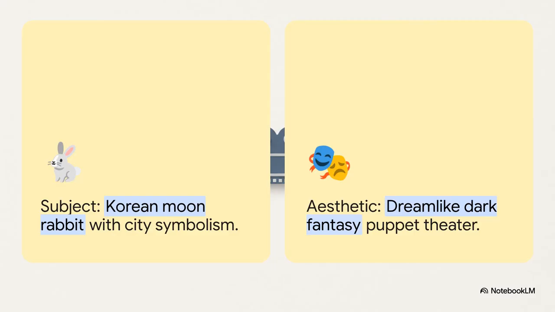Let's actually deconstruct the anatomy of that prompt for a second. On one side, we define the subject, in this case, Korean moon rabbit folklore mixed with surreal modern city symbolism. That specifically tells the AI what is happening. On the other side, we dictate the aesthetic: dreamlike, dark fantasy animated short film, cinematic paper puppet theater. That tells the AI exactly how it should look. Mentally separating the subject from the aesthetic like this gives the model really distinct guardrails. And that is an absolutely crucial lesson if you want real accuracy in your prompts.